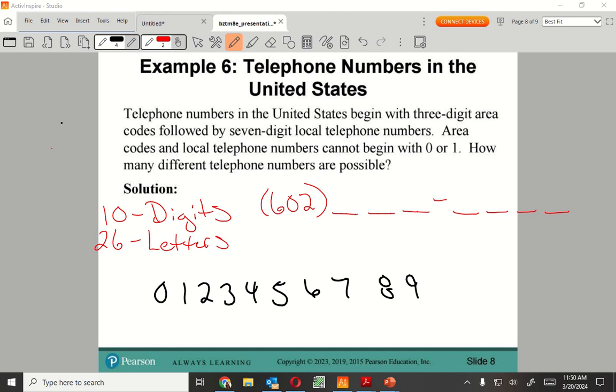So let's look. Right here, this first number in my prefix, how many different choices do I have? 8. Why 8? Well, it can't be 0, and it can't be 1, right? So this one right here cannot be 1 or 0. Because of that, how many do I have left on my choices? I have 8 choices there.